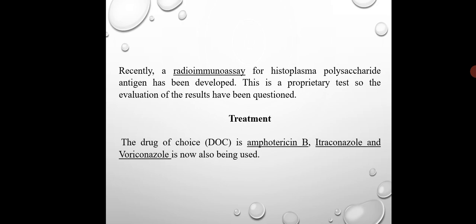We can also go for an immunological test called radioimmunoassay for the diagnosis of polysaccharide antigen. And as I said before, the preferred antifungal agents for this are amphotericin B, itraconazole, and voriconazole, which are effectively used.